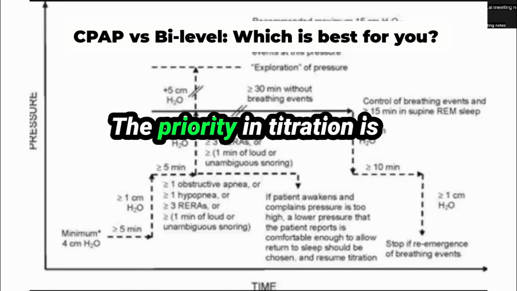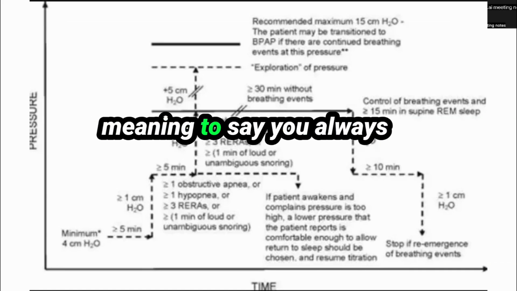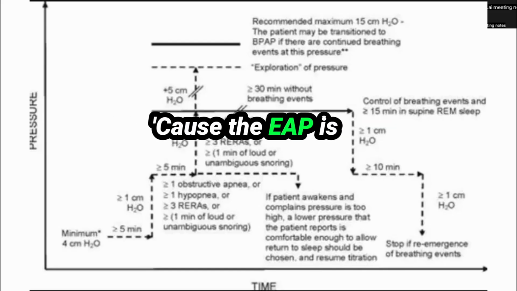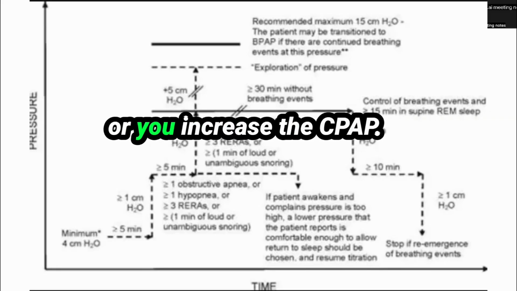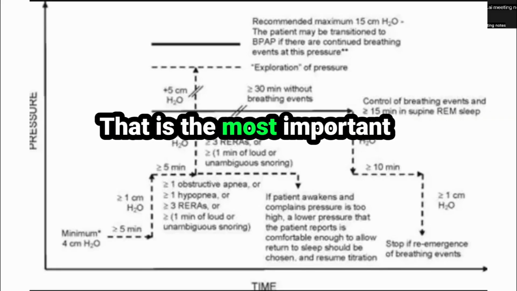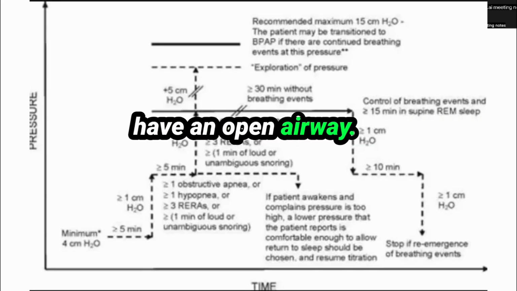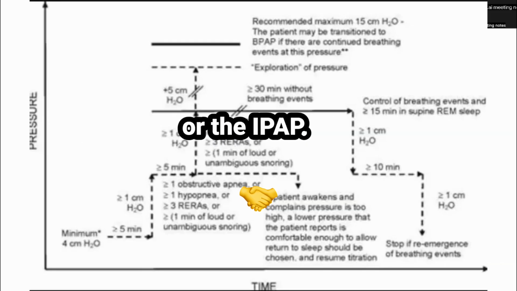The priority in titration is always to open up the airway, meaning you always get the EPAP set first, because the EPAP is exactly your CPAP. When you increase the EPAP or you increase the CPAP, that is the most important part of the titration to allow the patient to have an open airway. After that, then you can increase the pressure support or the IPAP.